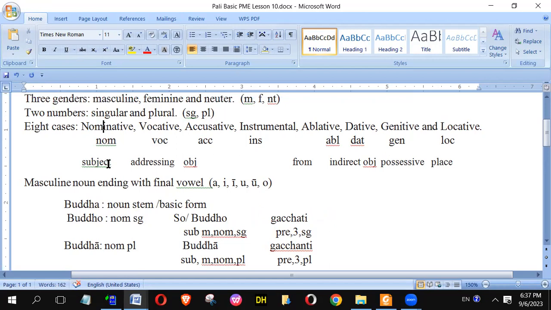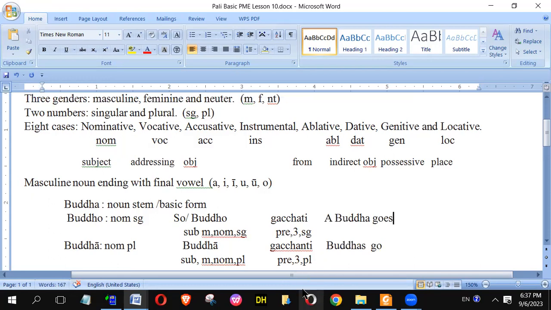Here, normally used as subject. So the subject is Buddho goes, or Buddha gacchanti, the many Buddhas go. So very easy: Buddho goes. If you want to put it, you need to put Buddha goes. So this is a subject, right?